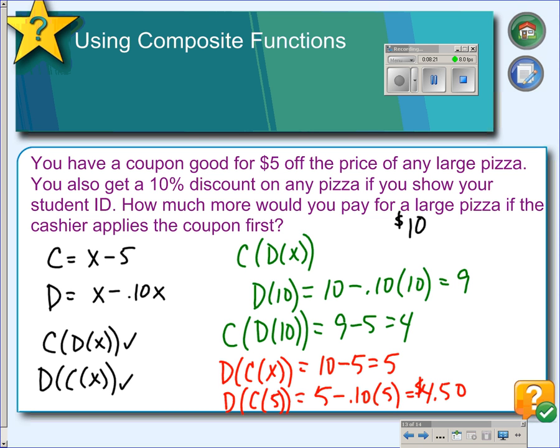So to answer the question, how much more would you pay for a large pizza if the cashier applies the coupon first? That would be this bottom case. If you get the coupon first, you end up paying 50 cents extra. And that concludes this lesson.